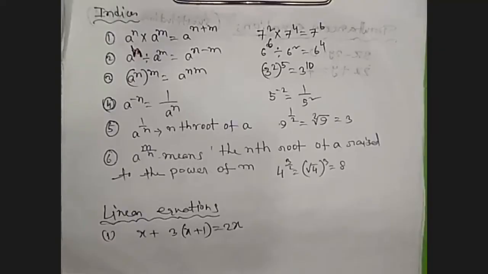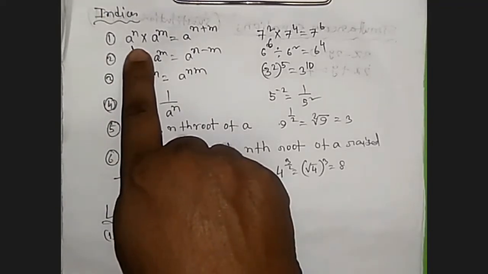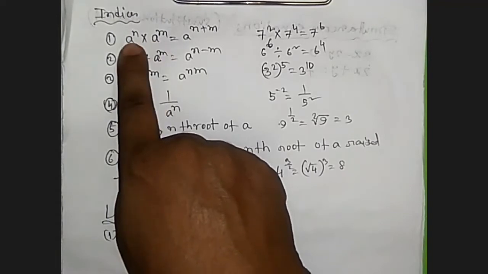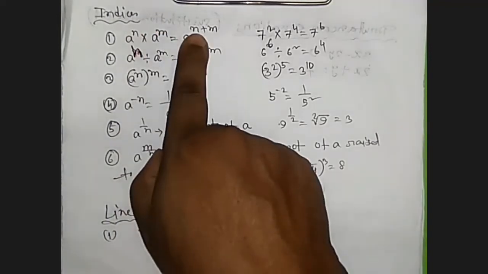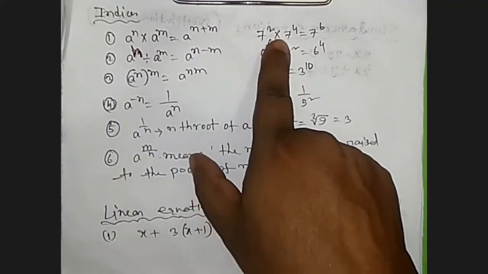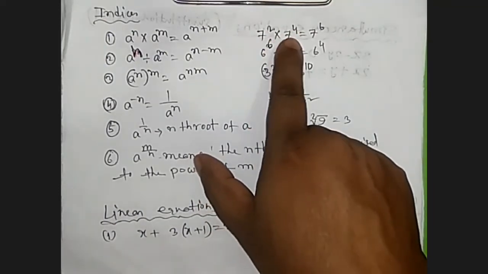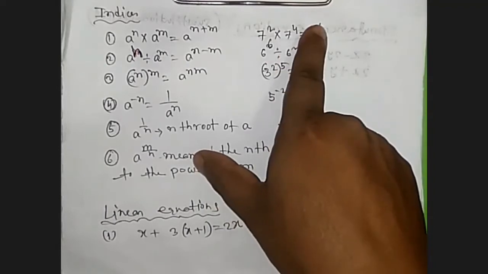First of all, the formula for multiplication: a to the power n times a to the power m. There are two terms with the same base, so we can add the powers. See, there's one example, 7 squared times 7 to the power 4. Since the base is the same, we can add the powers: 4 plus 2, that is 6.